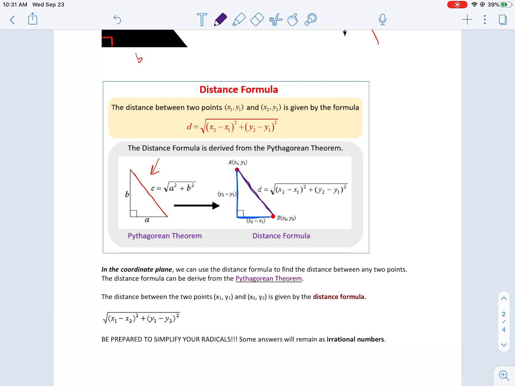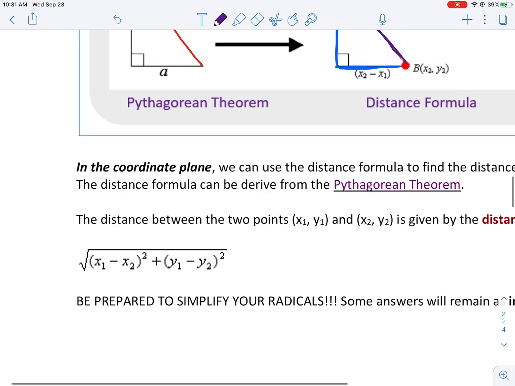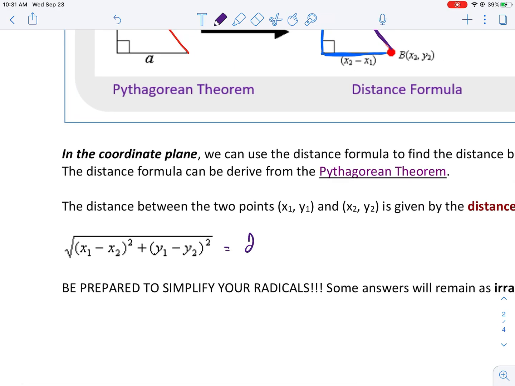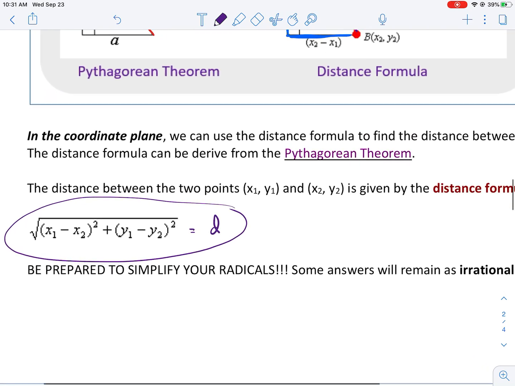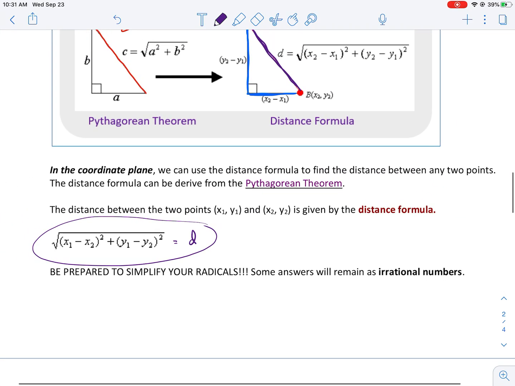Okay, so in the coordinate plane, we use the distance formula to find the distance between any 2 points. The distance formula can be derived from Pythagoreans, and here is what the distance formula is. Okay, and I just always put it like this: D is equal to that. All right. Be prepared to simplify your radicals. Some answers may remain as irrational numbers.